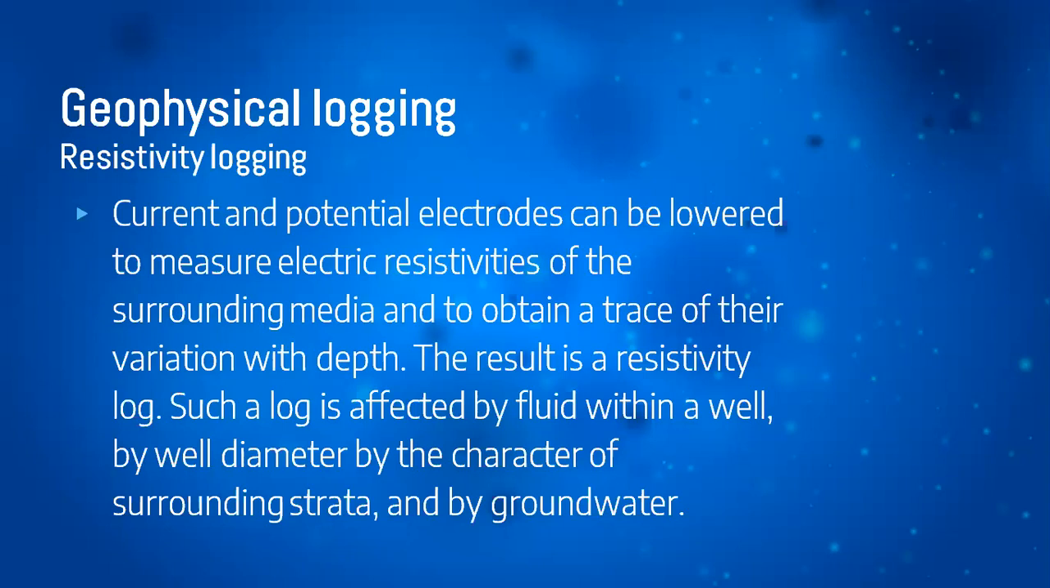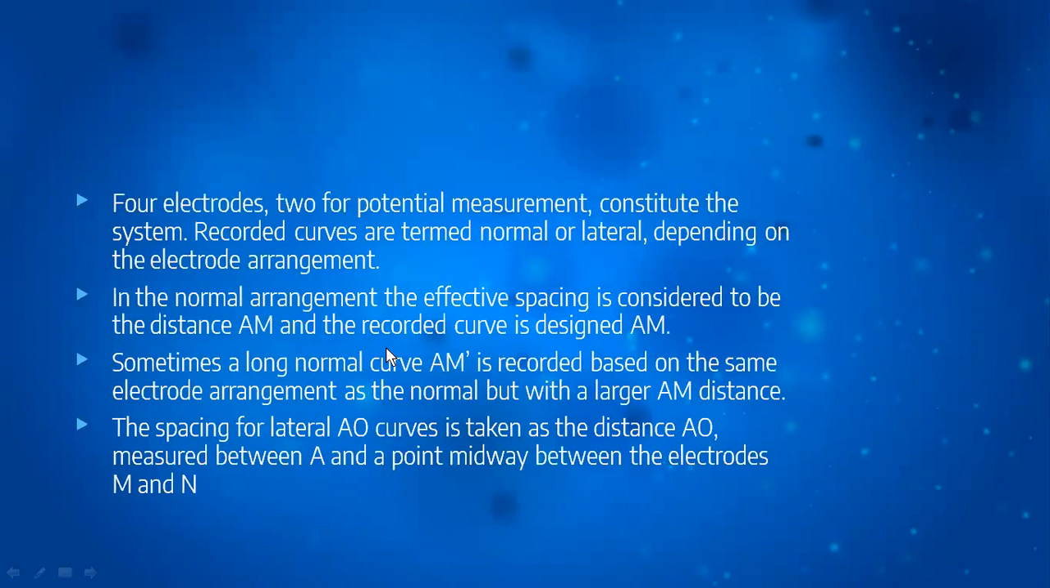Now we see here the resistivity log. Current and potential electrodes can be lowered to measure electrical resistivities of the surrounding media and to obtain a trace of their variation with depth. The result is a resistivity log. Such a log is affected by fluid within a well, by well diameter, by the character of surrounding strata, and groundwater. There are four electrodes in a resistivity log: two potential measurement electrodes and two current electrodes.